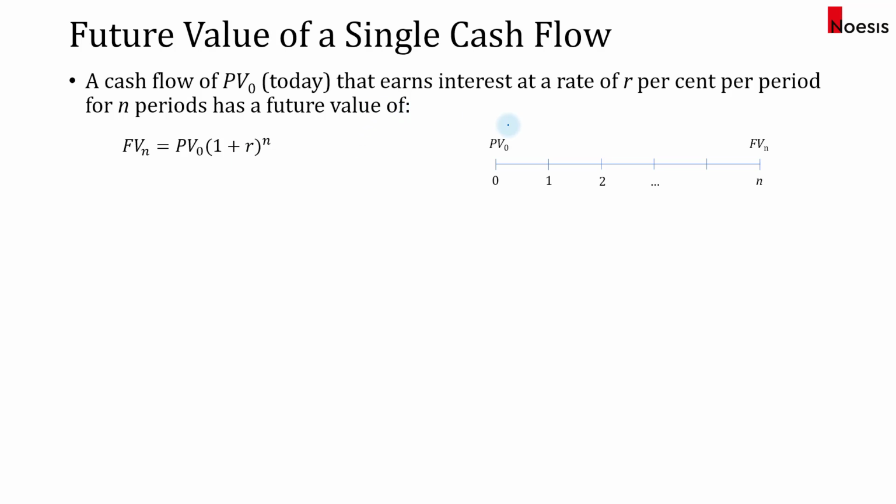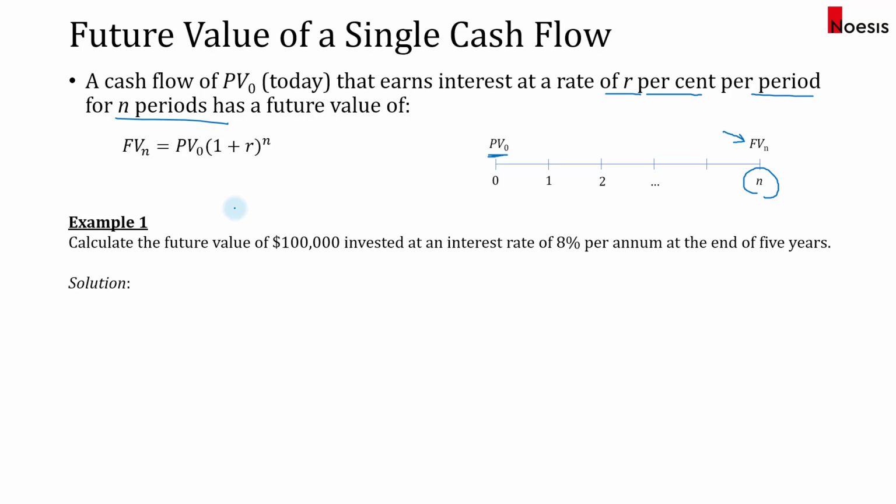So today there will be a cash flow denoted as PV sub 0 that will earn interest at a rate of R% per period for n periods. And at the end of n periods, the future value of that cash flow will be represented by FV sub n, and this is equal to the initial present value multiplied by 1 plus the interest rate and then to the power of n. So this assumes a compounded interest basis.